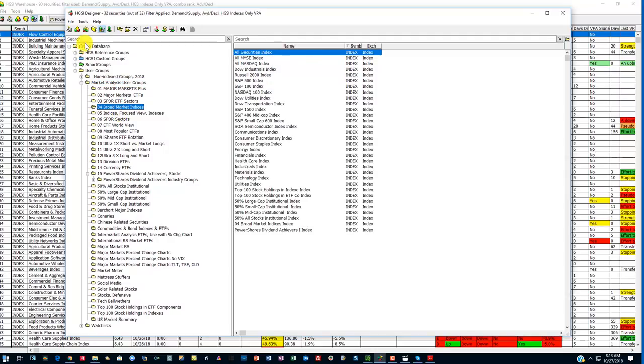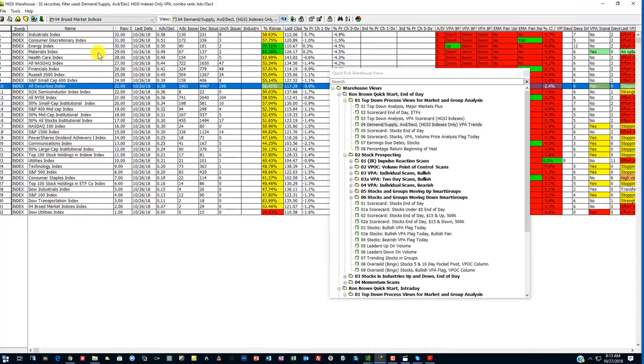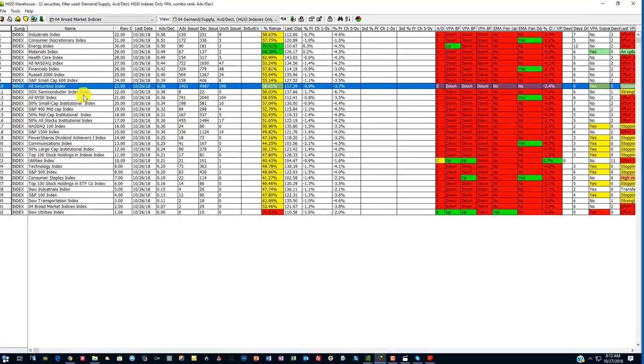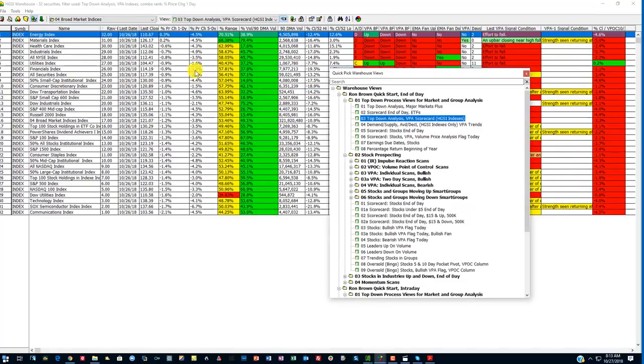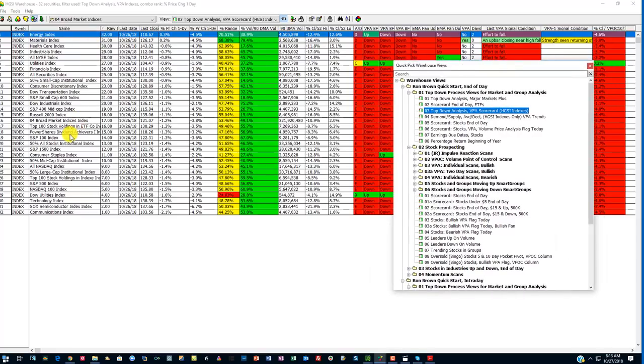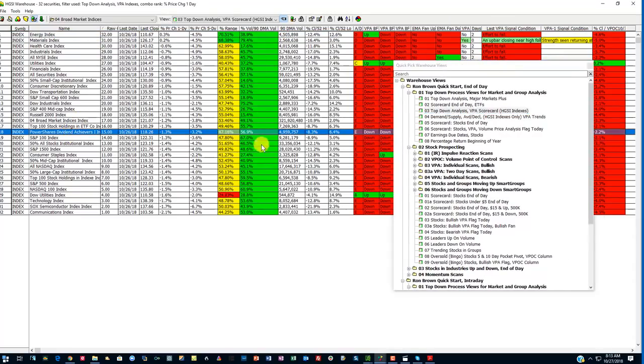What I do want to do next, though, is go into my broad market indices, and you can see that when I sort on here, I'll just go to a different view. We'll see where the strength was. This is based upon the percentage price change one day, and I put the PowerShares Dividend Achievers in here, and you can see that the index is down 1.3% on Friday, down 3.2% for the week.